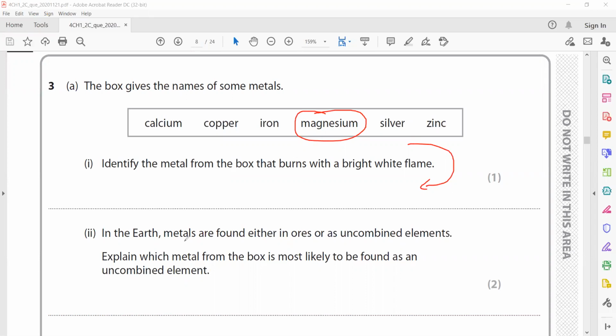In the earth, metals are found either in ores or as an uncombined element. Which metal from the box is most likely to be found as uncombined? So it should be the least reactive metal, a metal which is low in reactivity. When you check this, you will find silver is the least reactive. So it should be silver. And why? Because it is the least reactive metal and does not react with most substances.